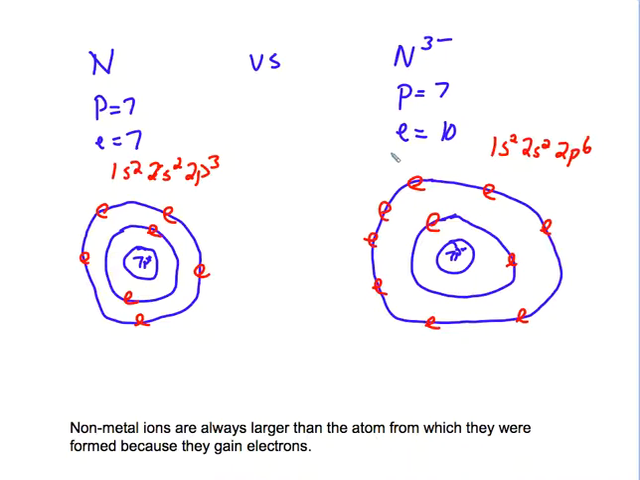If we were to write its electron configuration, it would be 1s2, 2s2, but we have to add 3 electrons, so it's 2p6. By putting these electrons in this energy level, it makes it expand a little bit. The energy level doesn't really grow bigger, I guess, but the electrons would exist further away from the nucleus. So nonmetal ions are always larger than the atom from which they were formed.